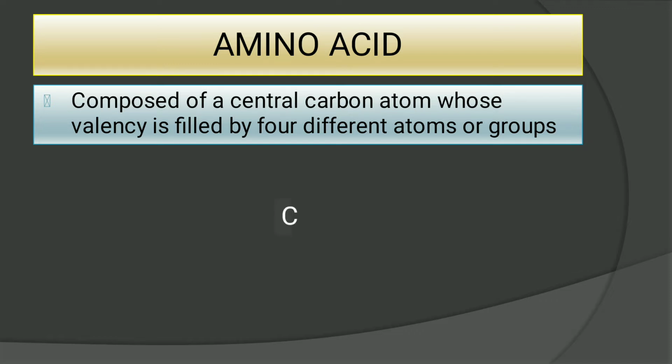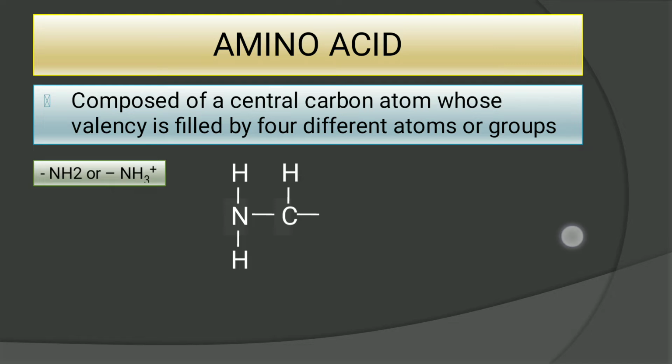First of all, this is the alpha carbon, and its 4 valences are filled by 4 different atoms or molecules. The first one is the hydrogen. The second one is the amino group. It can be NH2 or NH3 plus according to the pH in which the amino acid exists. We will be discussing those things later in the amino acid lesson in detail. Due to the presence of this amino group, that end of the amino acid is known as the amino terminal.